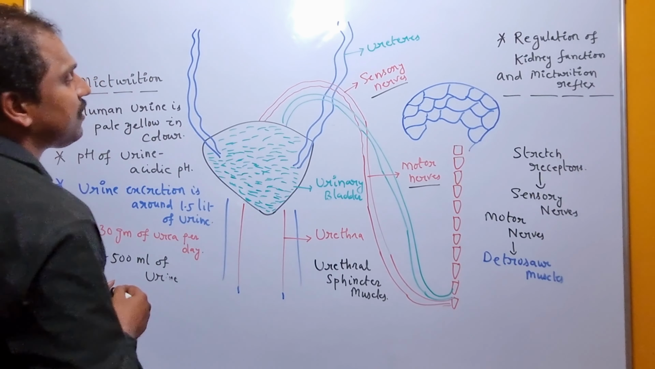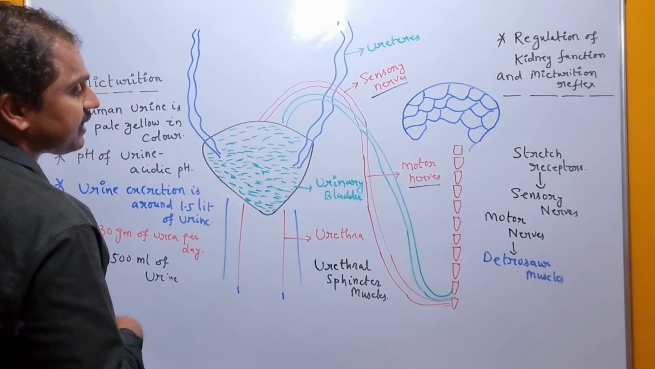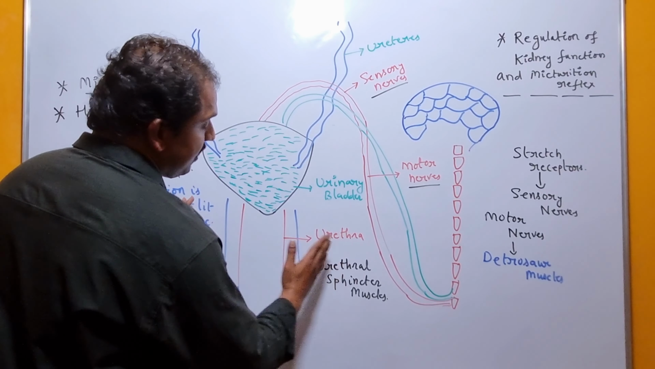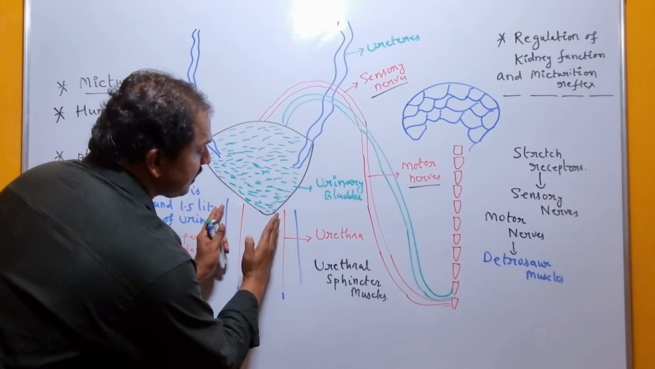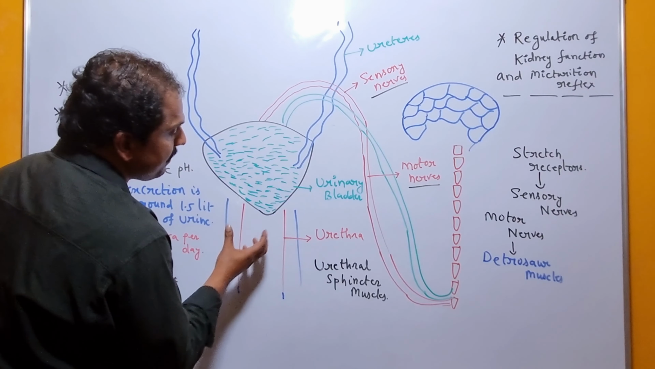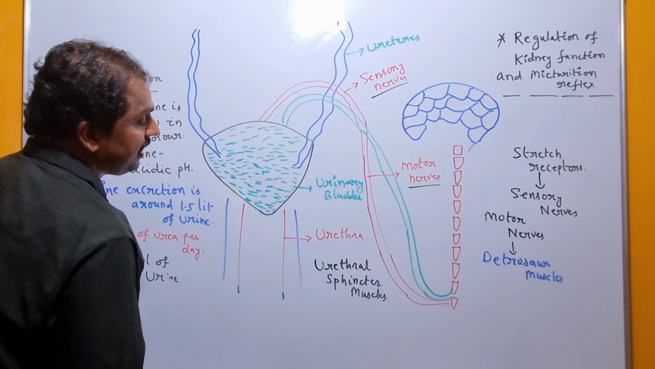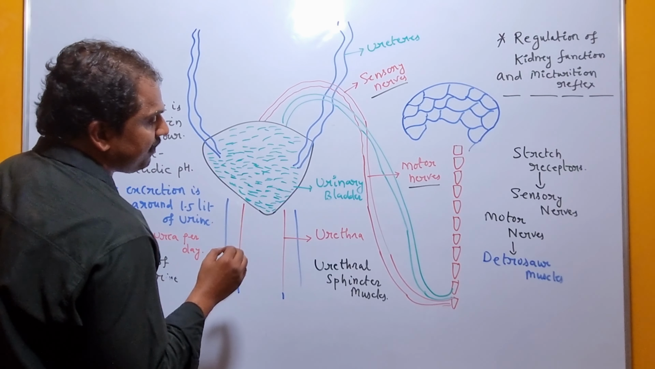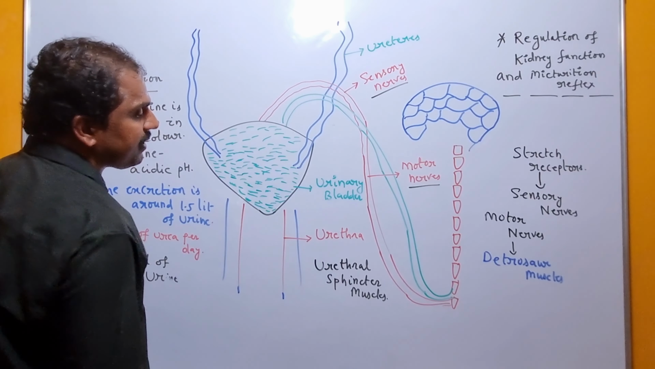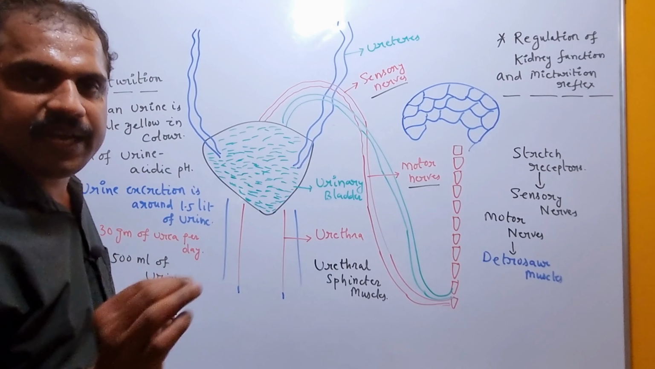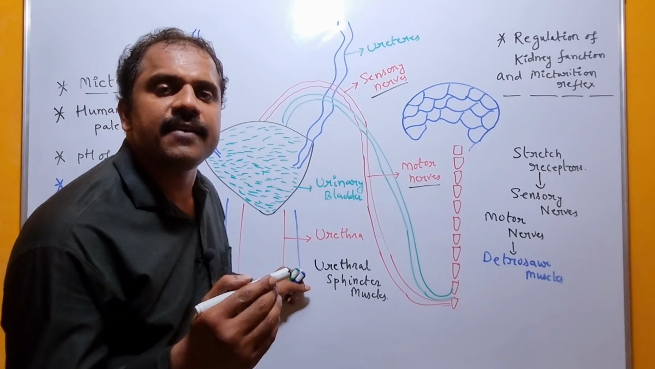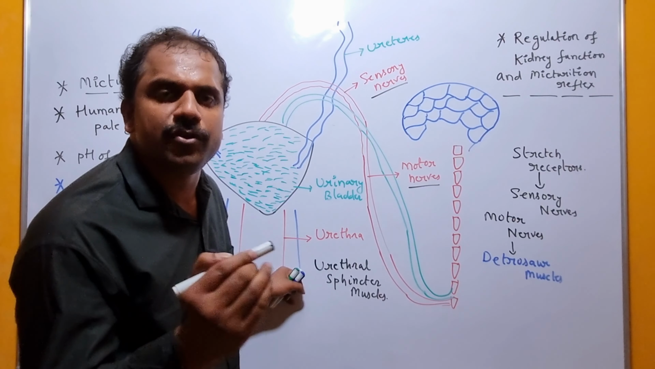So here the detrusor muscles undergo contraction, whereas the urethral sphincter muscles undergo relaxation. So once the urethral sphincter muscles undergo relaxation, now the urine which is stored in the urinary bladder is capable of coming outside. So the mechanism or the process through which the stored urine comes outside is termed as what? Micturition.